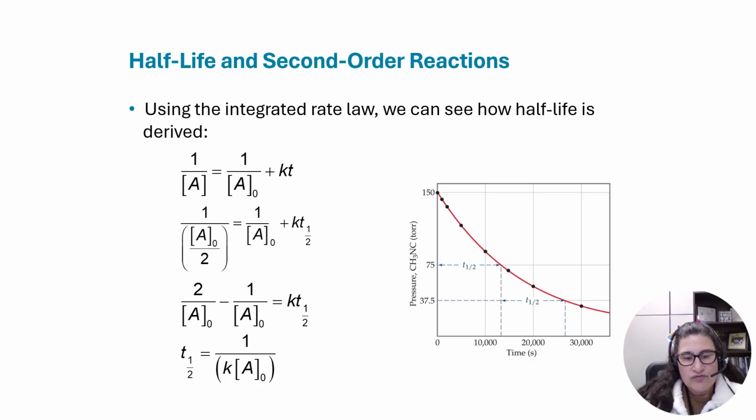Now, if we look at something that is second order, then we would use the second order integrated rate law. Again, the concentration after 1 half-life would be half of the initial concentration. Then I would simplify this equation so that the half-life would be 1 over the rate constant times the initial concentration. So I have a different equation if it's a second order half-life.